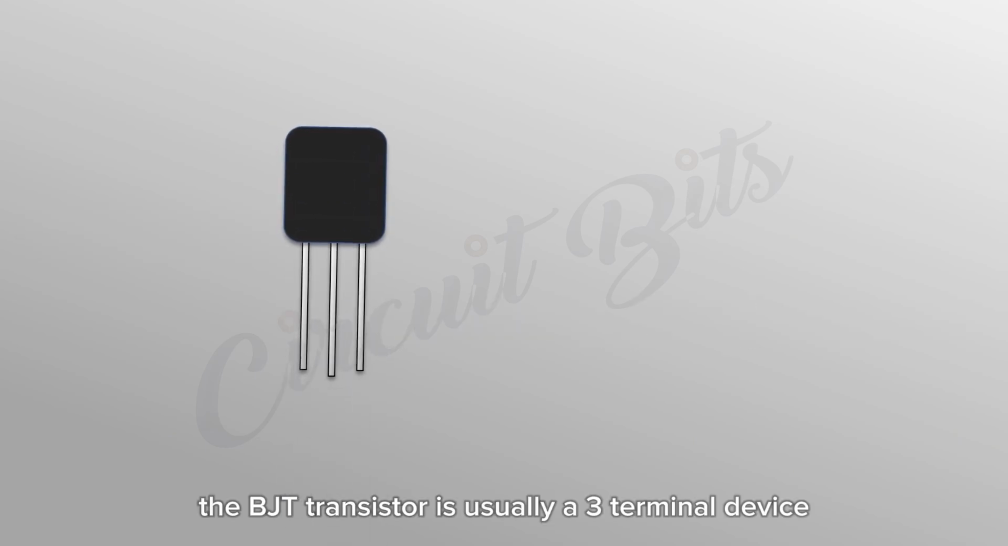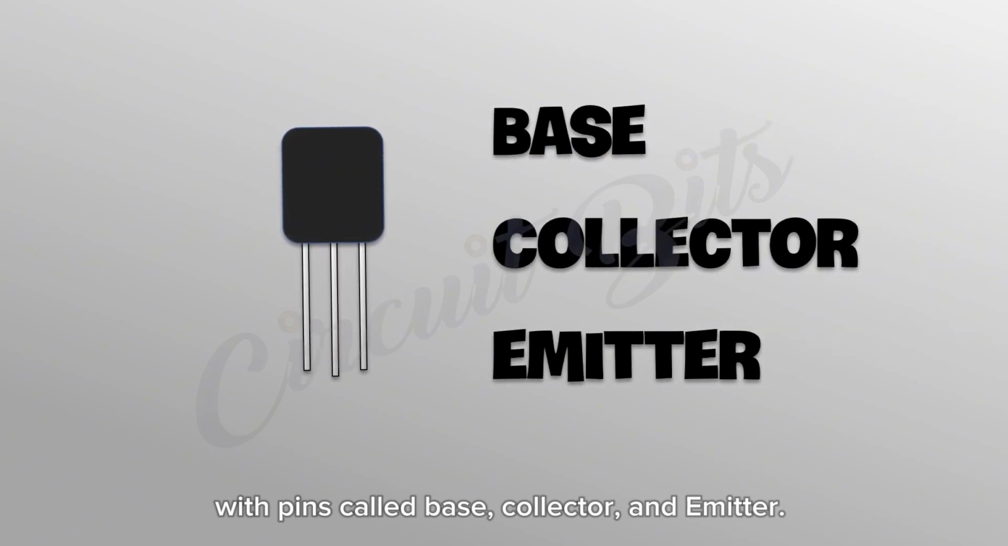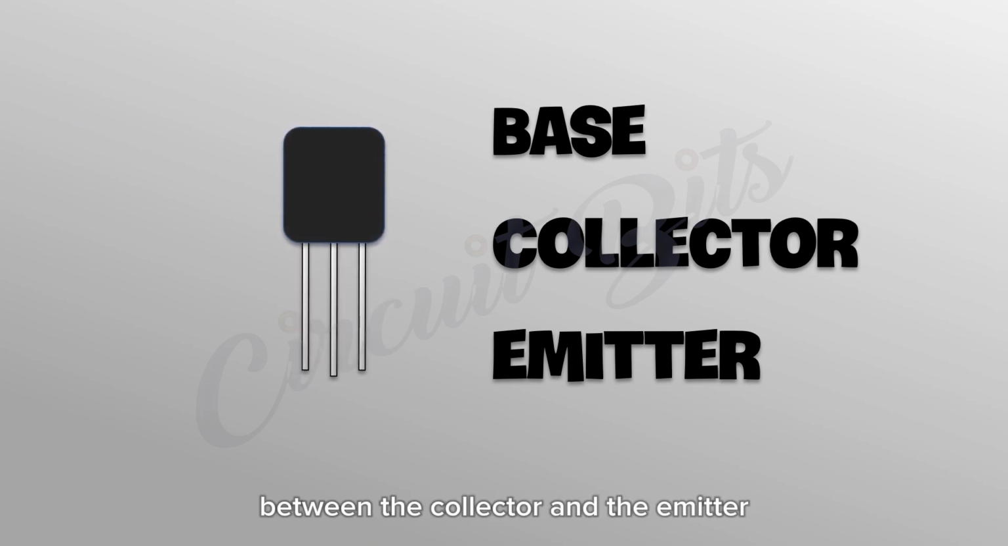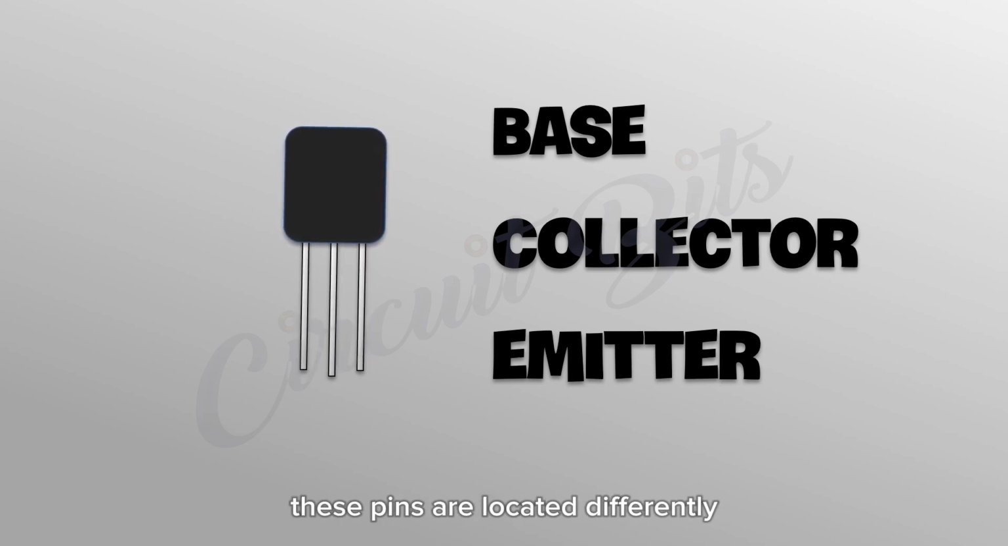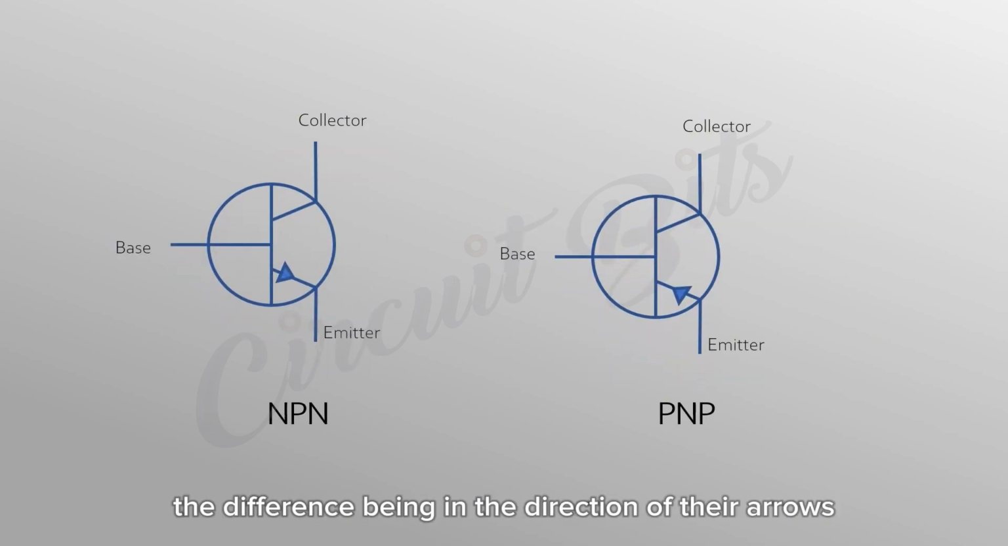The BJT transistor is usually a 3-terminal device with pins called base, collector, and emitter. The base is the control pin of the transistor and regulates the flow of current between the collector and the emitter, depending on the transistor. These pins are located differently. These are their symbols, the difference being in the direction of their arrows.